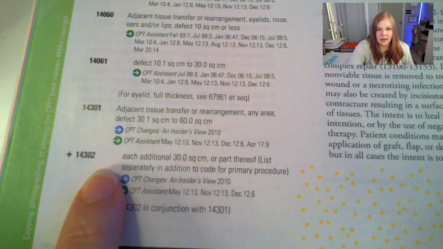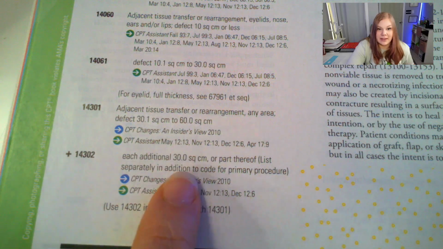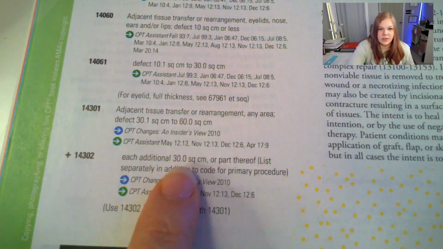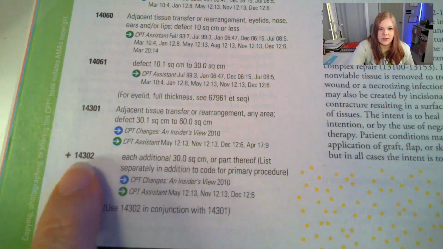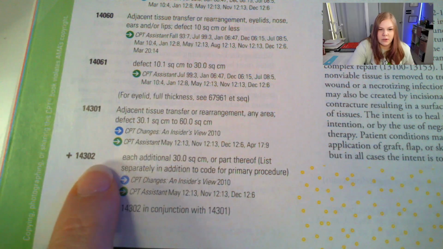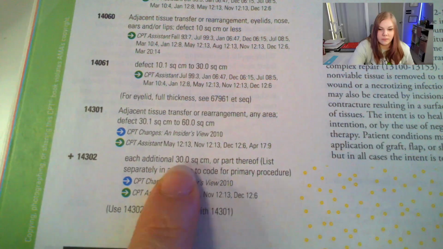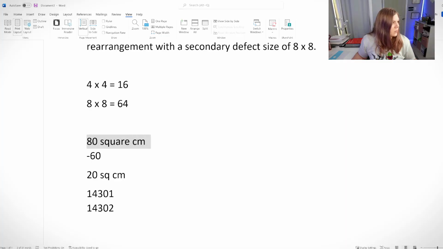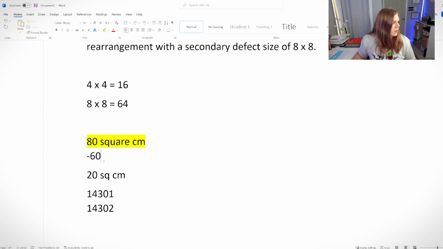When we would keep adding that on is if we would get above 90. So 60 plus 30 is 90, right? So in order for us to have to get to a next unit of 14302, it would have to be over 90 total. So out of our total 80 square centimeters, we took out 60, and that counts for our 14301. And then we had 20 left over, so we can get our 14302 out of that for that part that's left over. So those would be the 2 codes that we would use for that removal. So that's how you code for adjacent tissue transfer or rearrangements.